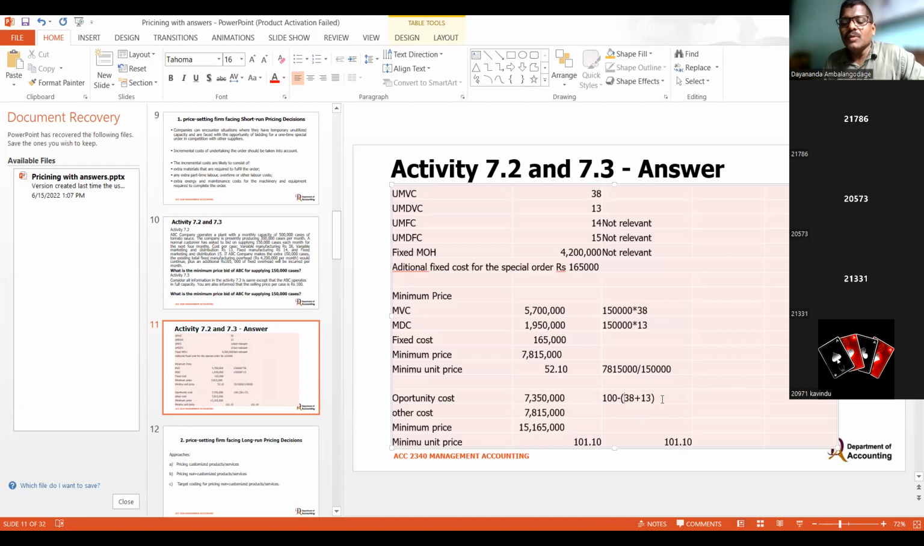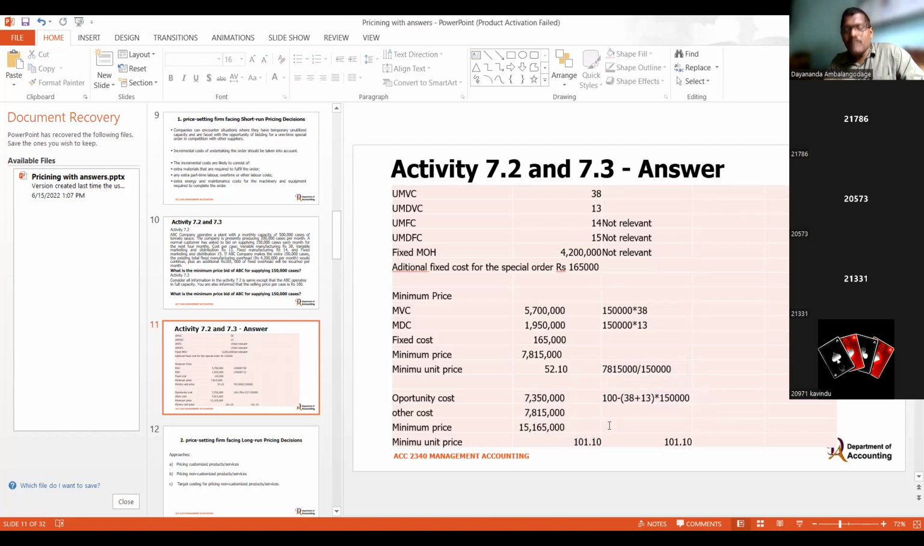Now how you get the answer is that it is multiplied by 150,000. So that is how you get the opportunity cost. And the opportunity cost is 7.35 million. Other cost which we have already calculated is 7.85. Altogether 15.165. So the new minimum price under the new scenario is 101.1. So that is the case.